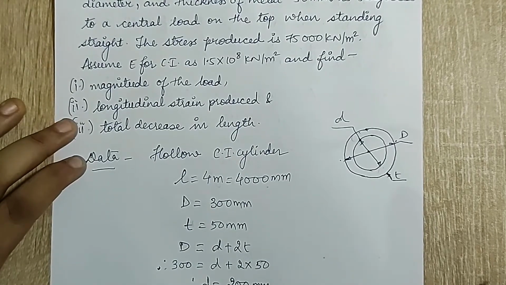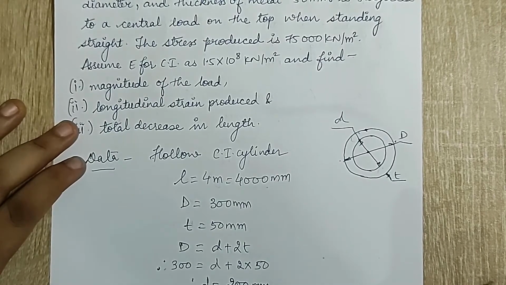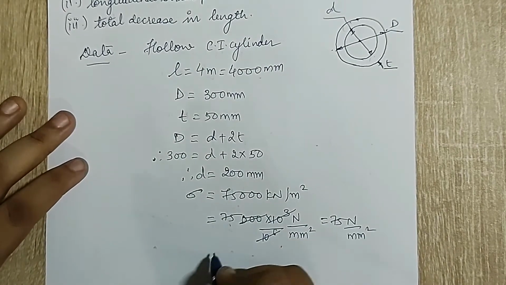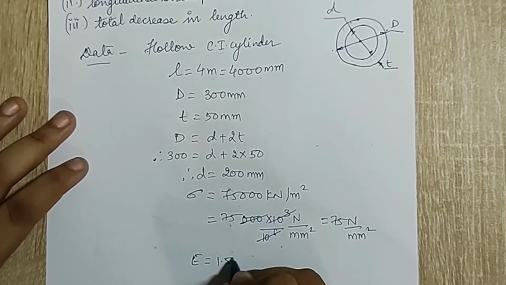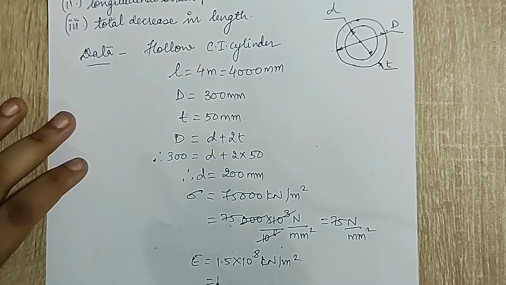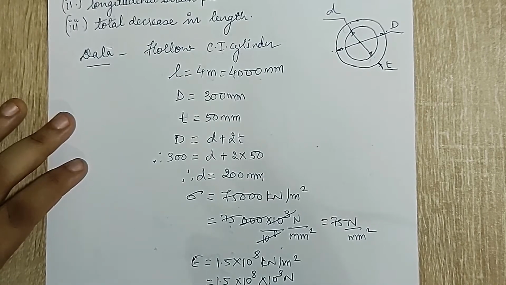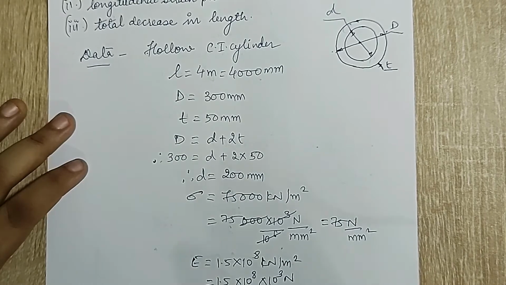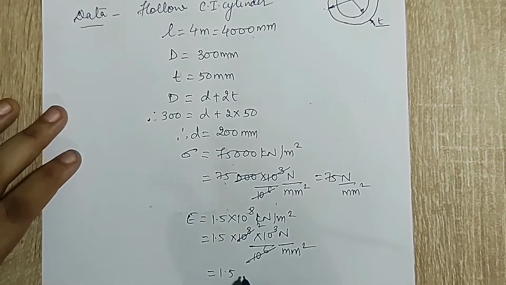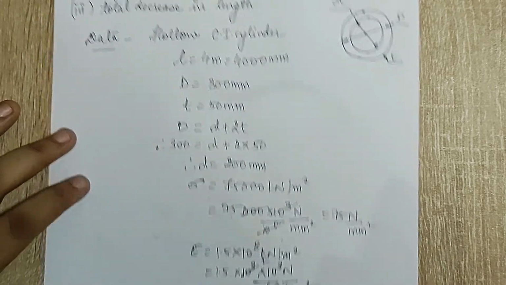Assume E for CI as 1.5 into 10 raised to 8 kilonewton per meter square. So the value of E is also given to me. E is given as 1.5 into 10 raised to 8 kilonewton per meter square, which is 1.5 into 10 raised to 8 into 10 raised to 3 Newton divided by 10 raised to 6 mm square. So 6 and 8 get cancelled, 2 remains. I have 1.5 into 10 raised to 5 Newton per mm square.